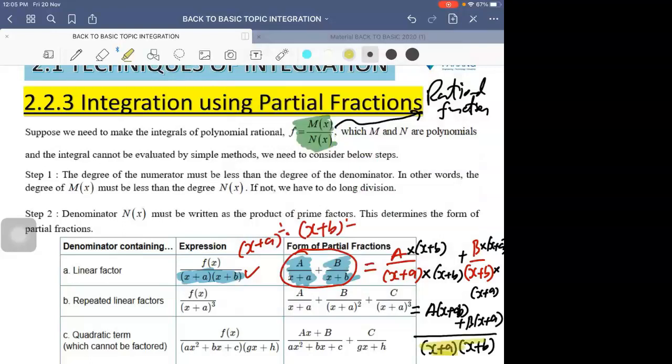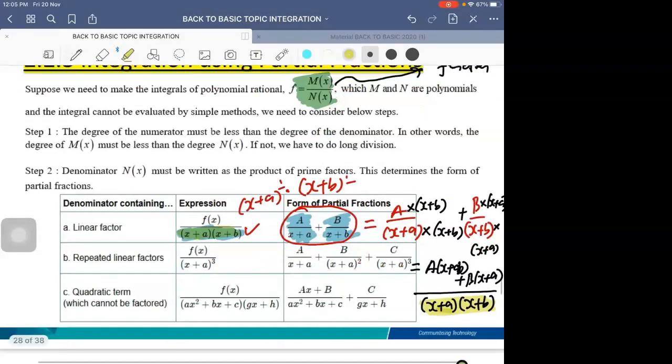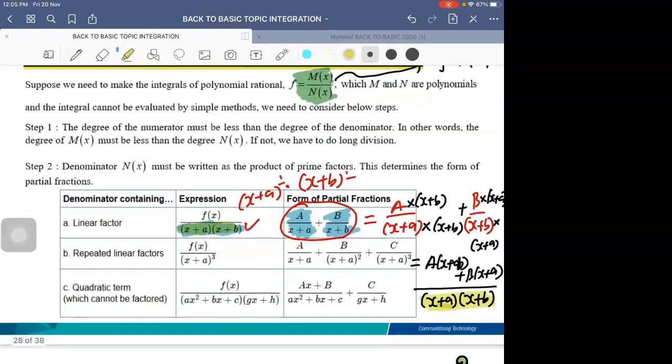This right hand side, the denominator for your right hand side must be equal with the left here. Okay, what you have on your left here. Alright, so these are the rules. Okay, these are the few rules here. If you have linear factors, this is your general form of your partial fraction.